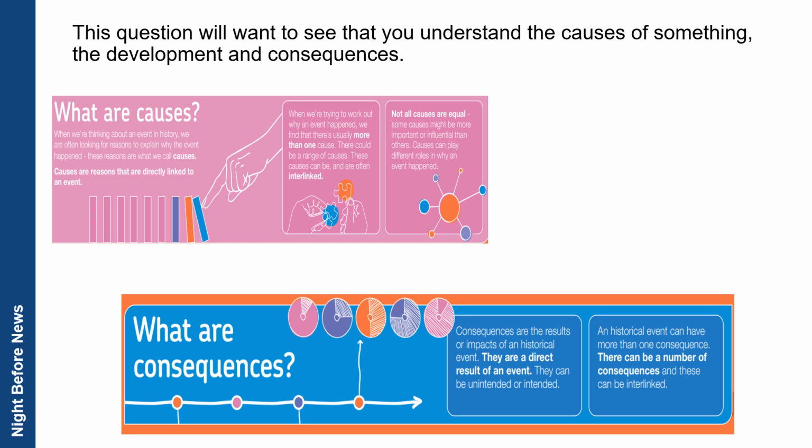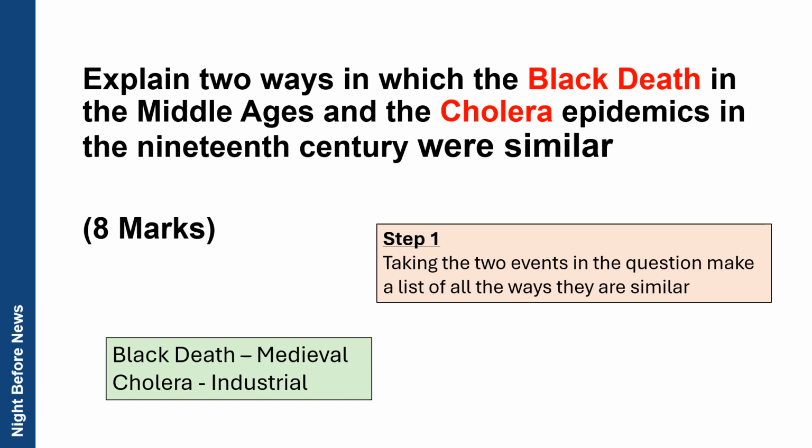They are looking at, were the causes of the event the same? Were the consequences of the event the same? So do consider the factors of cause and consequence with this question. So for example, you might get asked this, explain 2 ways in which the Black Death in the Middle Ages and the cholera epidemics in the 19th century were similar.